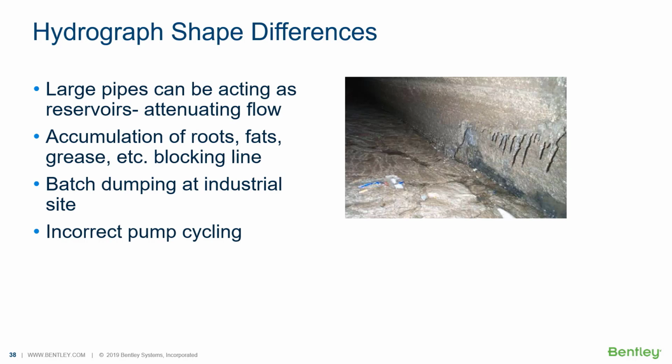You may have industries, for example, that do batch dumps of something. They may have some tanks that keep them full all day, and then at a certain time they dump the tanks. And you're going to get these weird shapes, and it's not going to fit RTK hydrographs or typical dry weather sanitary flows. And then you could look at incorrect pump cycling. Sometimes you have wrong pump curves in there, or wrong shape of your wet well that becomes the issue.